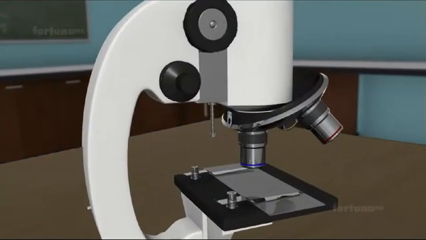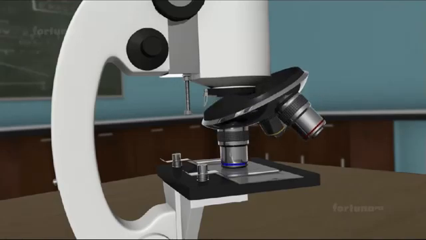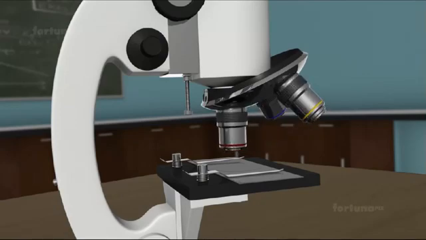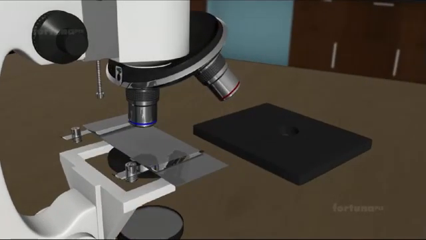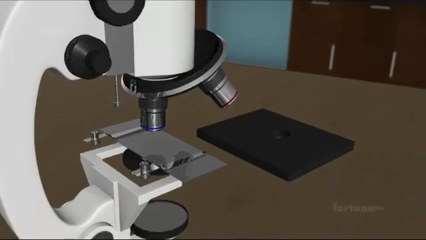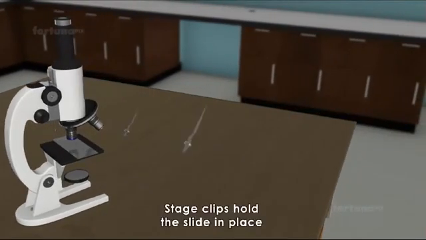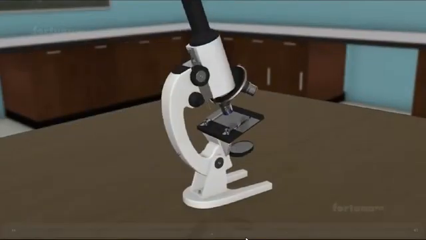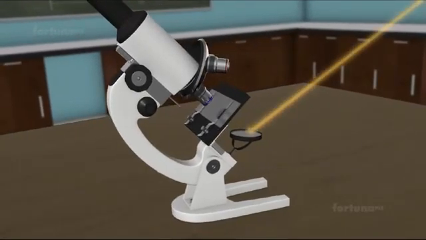A revolving nosepiece, known as a turret, is attached to the lower end of the objective. The turret can be rotated to change the power magnification as necessary. Below the objective sits a flat platform known as the stage. On the surface of the stage, two stage clips hold the slide in place. A small aperture is present in the stage, allowing light into the body.